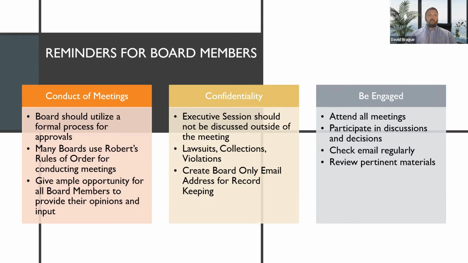I highly stress it, as lawsuits and other issues have arisen from people talking outside the board meeting and outside the confidentiality of the executive session. Some of the things that are kept in the executive session and confidentiality are such as lawsuits, collections, and violations. You also want to create a board-only email address for record keeping, so that homeowners can address the board, send information, and so forth.